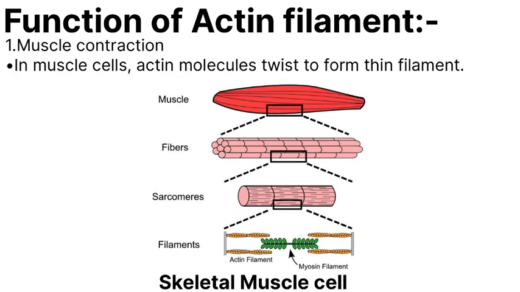Let's see what the functions of the actin filament are. First we have muscle contraction. The thin actin filament interacts with the thick myosin filament during muscle contraction. As you can see in the image, we have muscle, then fibers, and sarcomeres, which is a functional unit of muscle fibers. It has filaments in it, both the actin and myosin filaments.